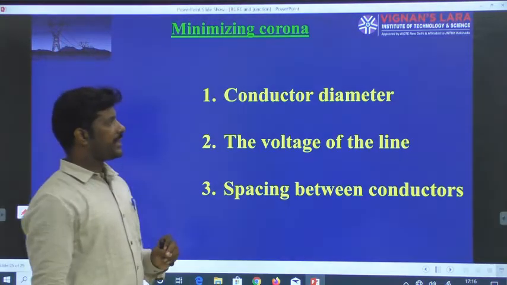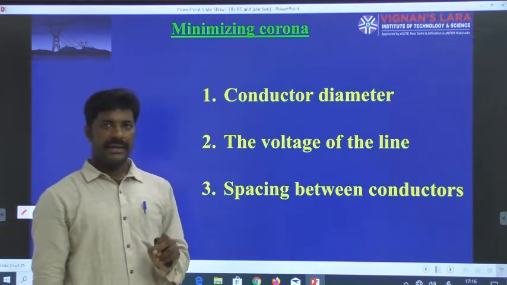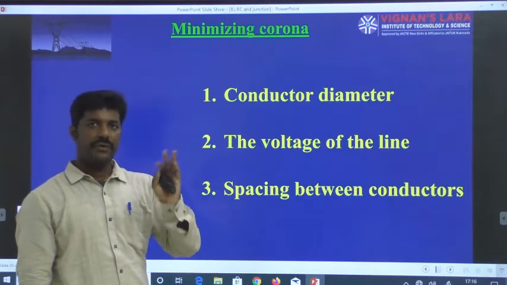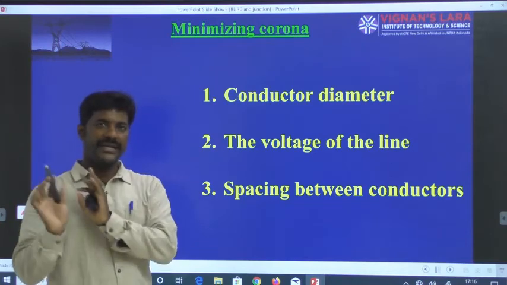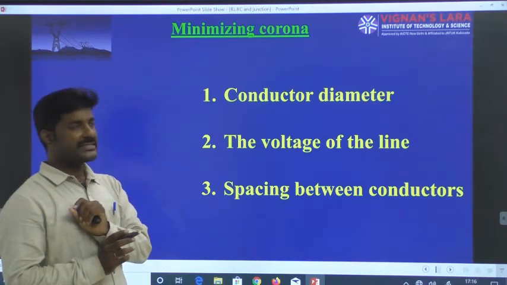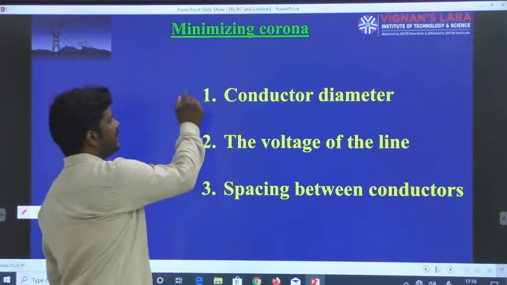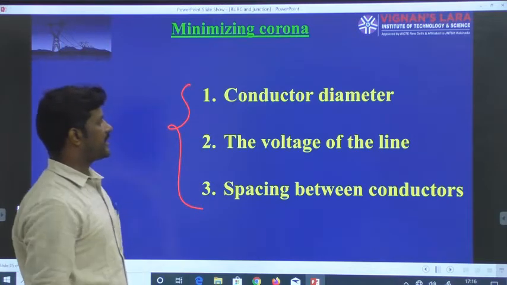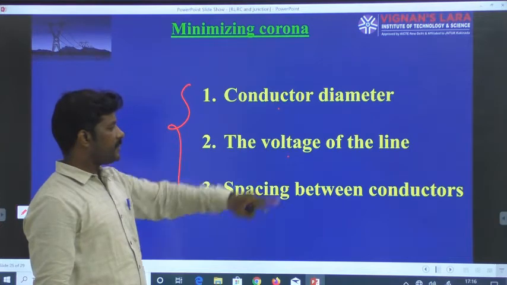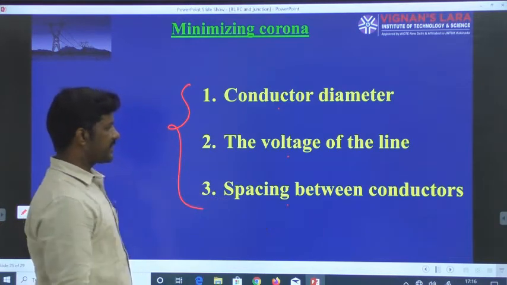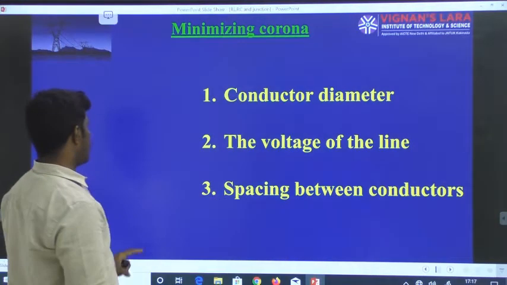As we came to know that whenever the transmission lines are subjected to high voltages, it will lead to corona, which has many disadvantages. Then how to minimize this corona? So there are three ways to reduce this corona. They are with the help of the conductor diameter, with the help of the voltage of the line, and spacing between the conductors. Let us see one by one.